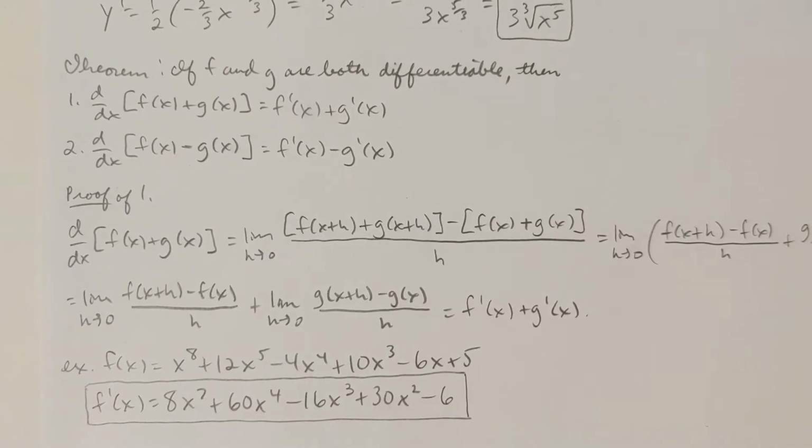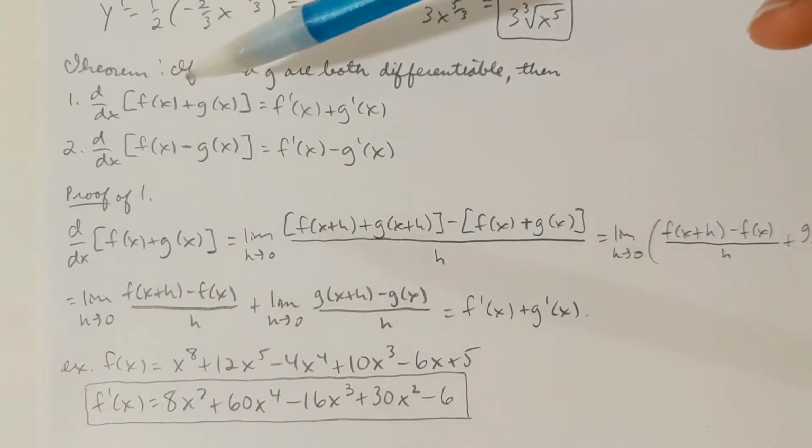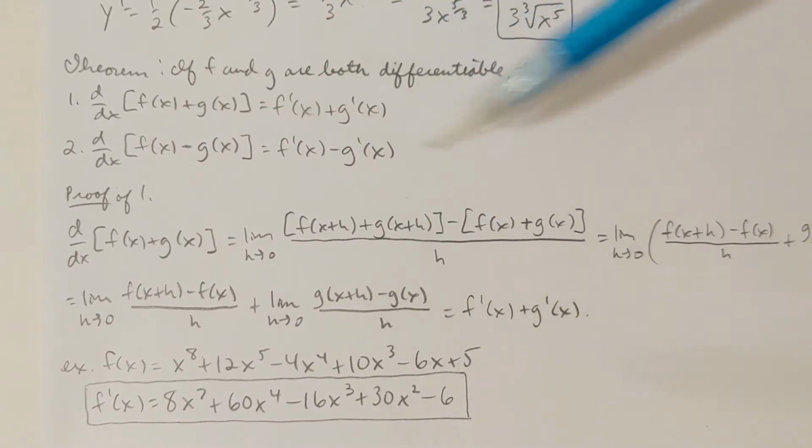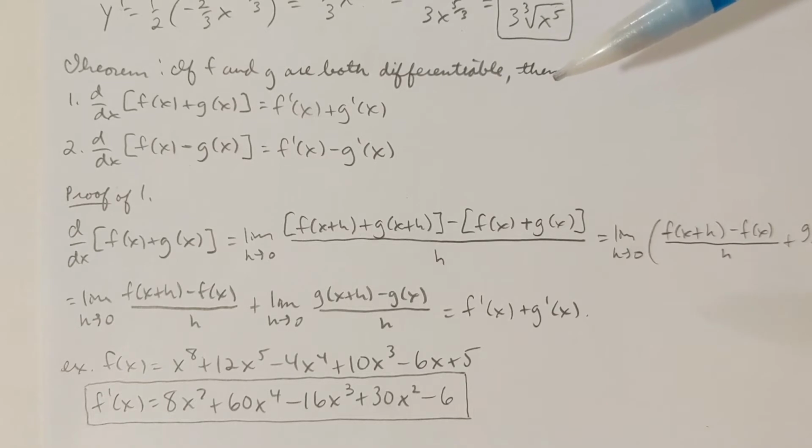It says that if f and g are both differentiable, then the derivative of a sum is the sum of the derivatives. The derivative of a difference is the difference in the derivatives. Now remember, differentiable means that you can take a derivative anywhere. Okay, so we don't have any sharp turns, we don't have any vertical tangents, and there's no discontinuities. Those three items all mean that you're not differentiable.